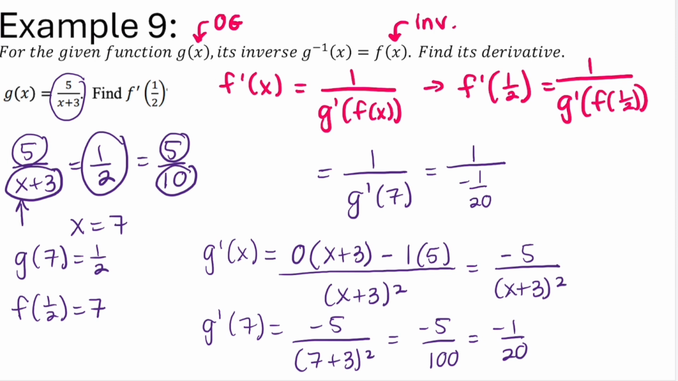And then if I do keep, change, flip, I'm going to do 1 times negative 20, which is just going to be negative 20. So negative 20 would be the slope of the tangent line of the inverse function at 1/2.